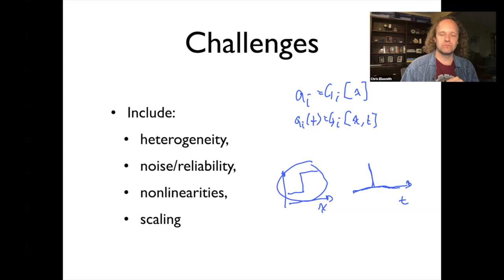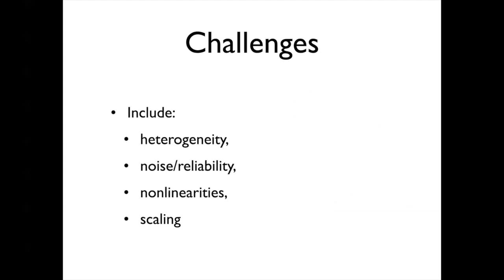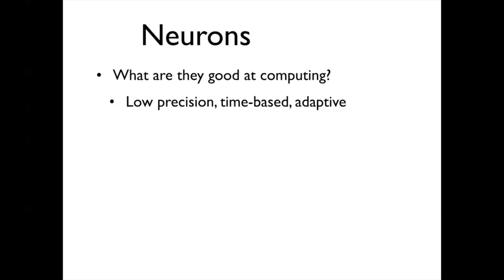Right now, we're going to focus a little more on the single neuron level. Let's start with single neurons and how we can understand what is going on inside them. What are these neurons good at computing? Unsurprisingly, they're good at time-based computation. As I mentioned, they are best written as a function of both the input and time. They also tend to be fairly low precision. What do I mean by that?